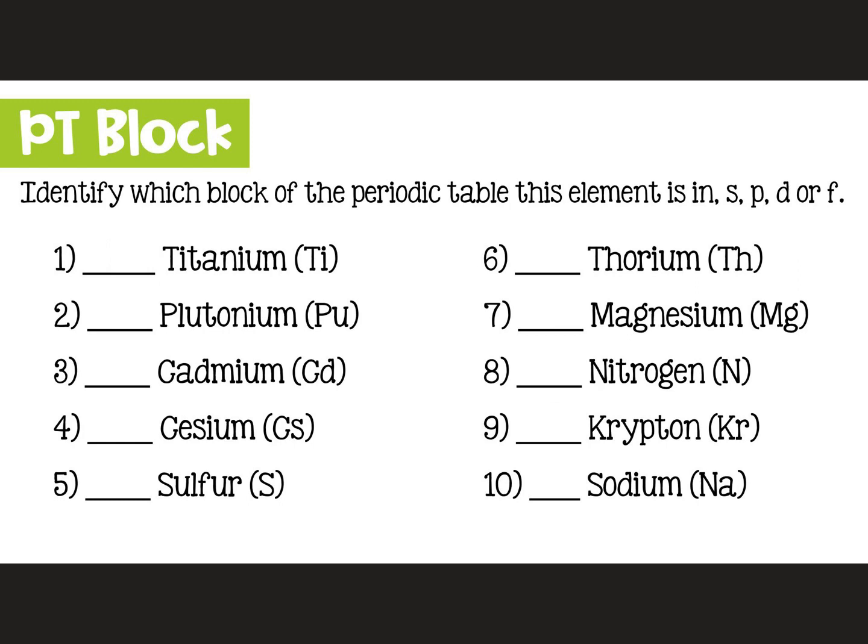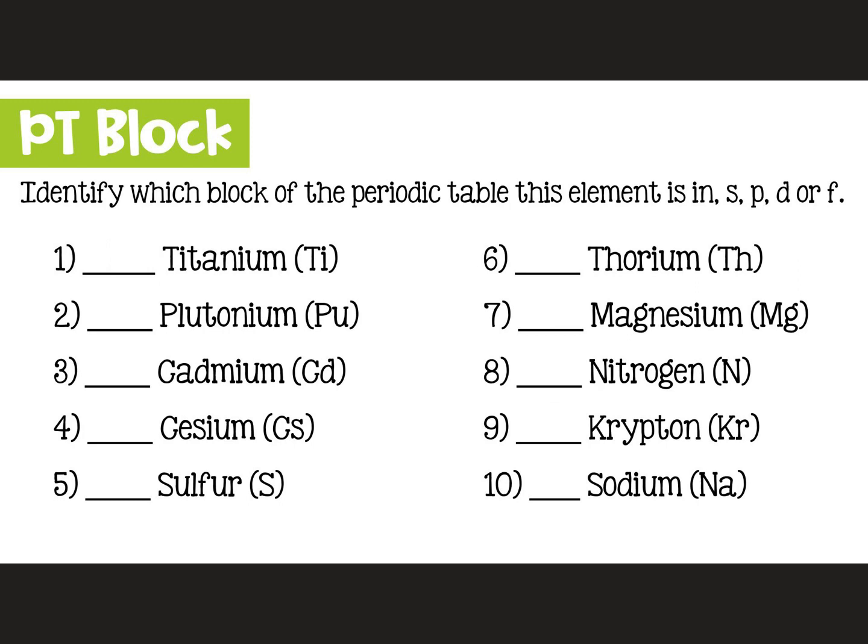Now let's look at elements from the periodic table and determine whether they are in the S, P, D, or F block. Titanium, Ti, is atomic number 22. It is in the middle portion of the periodic table, which is the D block. Plutonium, Pu, is atomic number 94. It is at the bottom of the periodic table in the F block. Cadmium, Cd, is atomic number 48. It is in the middle of the periodic table, so it is part of the D block.